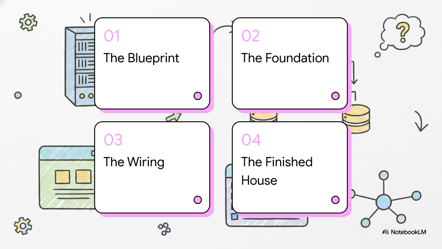So, to build our dynamic web app today, here's our roadmap. First, the blueprint, covering database design. Second, the foundation, looking at MySQL and CRUD. Third, the wiring, which is our PHP connections. And finally, the finished house, where we build those dynamic apps.